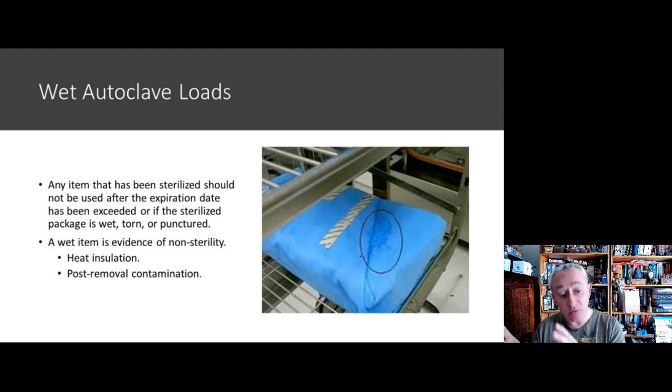Another risk of course is when the item comes out and it's slightly wet. If we were to leave it, let's say under a grade A unidirectional airflow and think that might work, it doesn't. One, because we've still got the non-sterility, and two, it's quite easy to get recontamination from anything from the external environment, including the person handling the material.